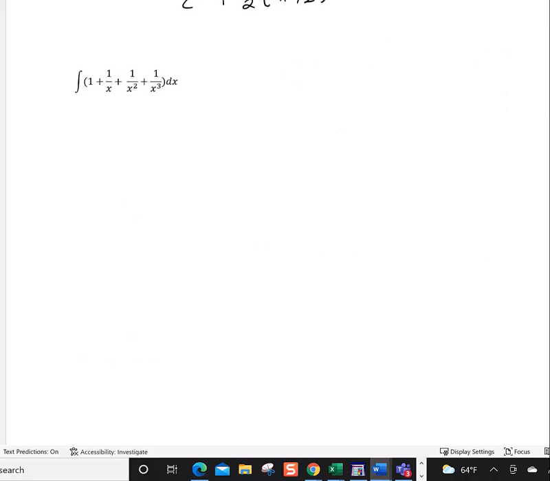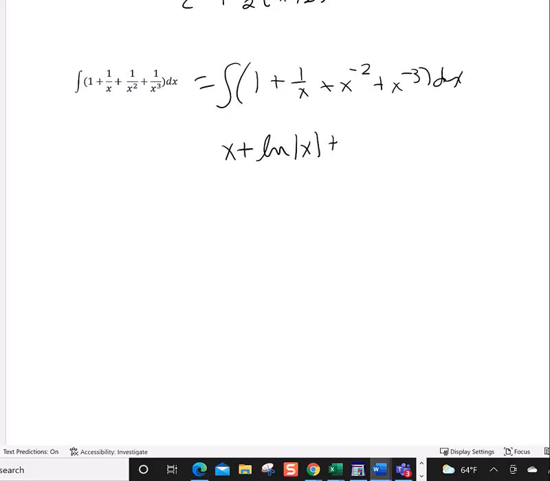Now let's check out this 1 plus 1 over x plus 1 over x squared plus 1 over x cubed. Again, a rewrite will help us. I have 1. I want to keep the 1 over x plus, I'm going to make this x to the negative 2, x to the negative 3, dx. The 1 just becomes an x. The 1 over x is natural log of the absolute value of x. X to the negative 2 becomes x to the negative 1 over negative 1. X to the negative 3 becomes x to the negative 2 over negative 2 plus c.